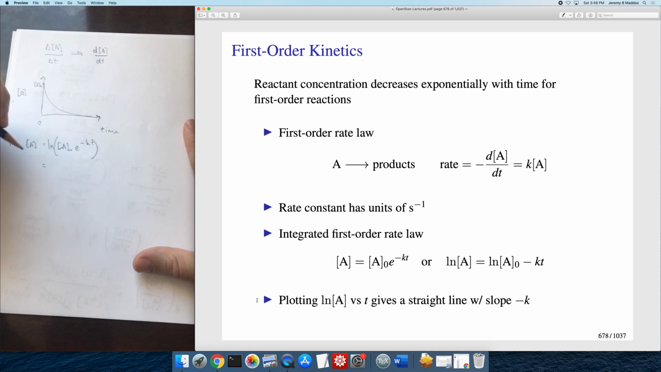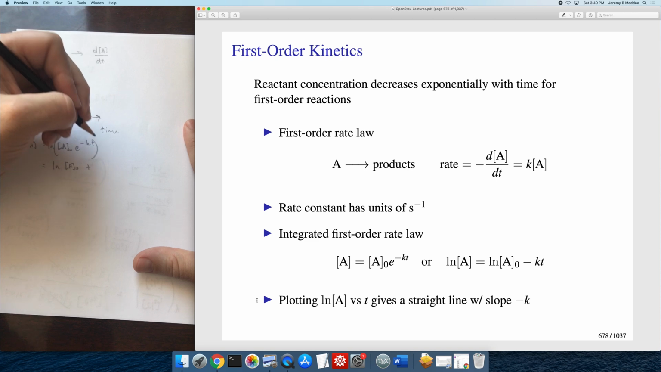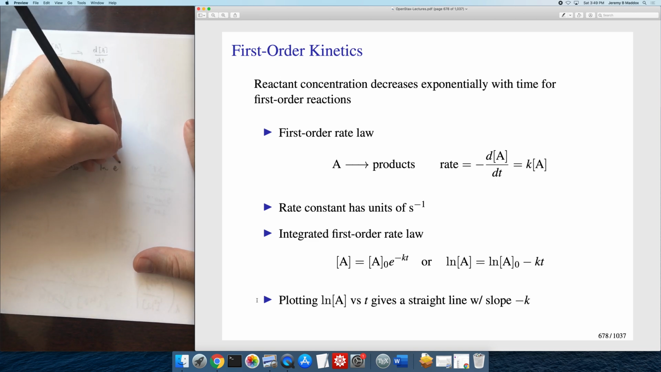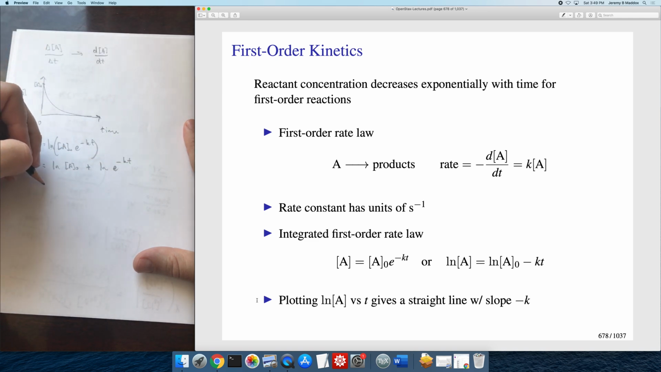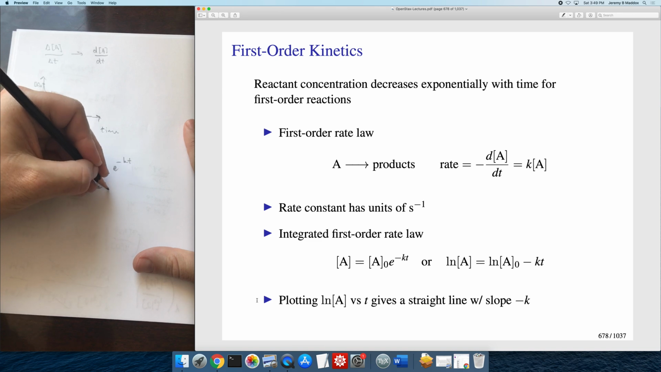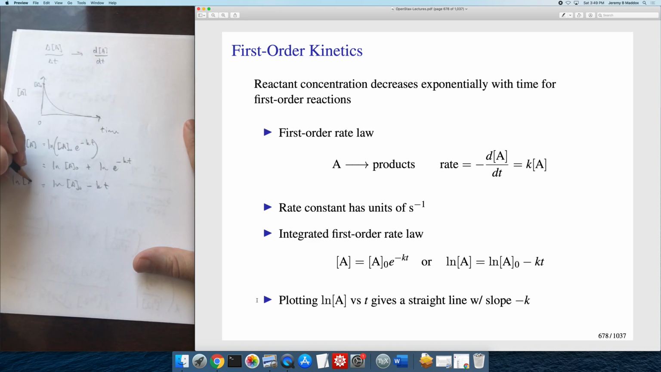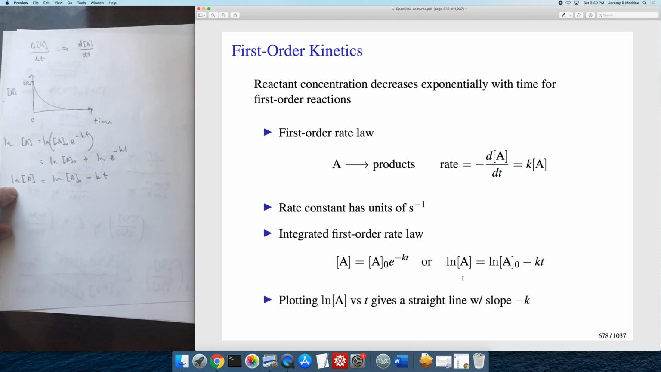We have the natural log of a product, so we can write it as the sum of natural logs. The natural log brings down the power from the exponential, and so we wind up with this expression here, which you can rearrange one more time. Well, no, we have it right here. That's exactly what I want, that expression. Okay, I call this the linear form of the first order integrated rate law.